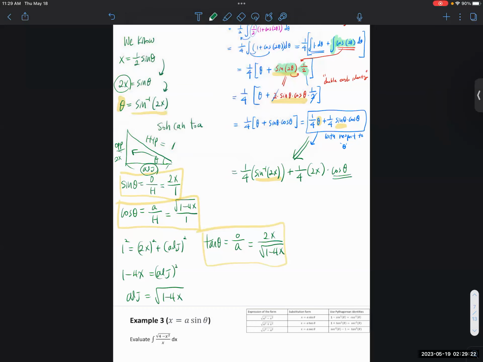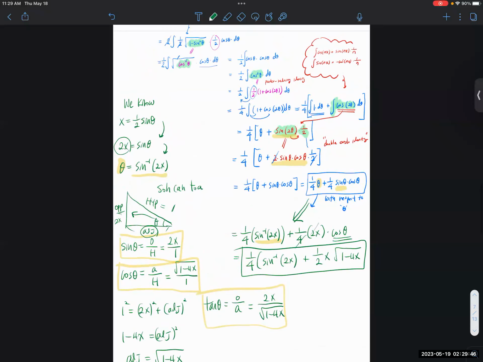So we have the answer right there. Cosine theta, we need to also convert to the x variable. So 1 over 4 sine inverse 2x, that's theta. And then 1 over 4 times the 2x, I can simplify: 1 over 2x, and then cosine theta, we just found, radical 1 minus 4x squared. So this is the final answer you can get with respect to the x variable.